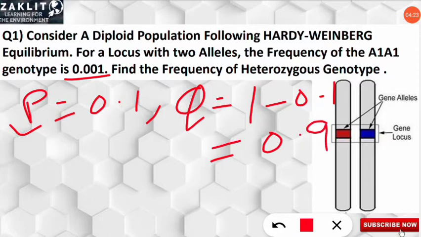So Q we have got, and that's what will be helpful to find the frequency of the heterozygous genotype. That means the frequency of the heterozygous genotype is denoted as 2pq.